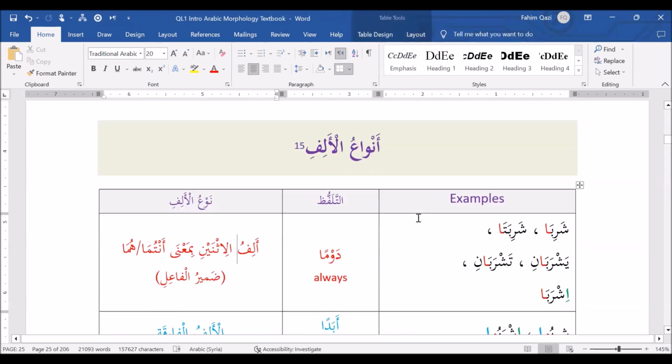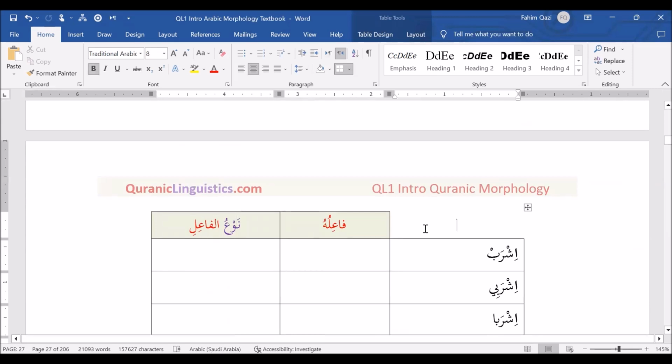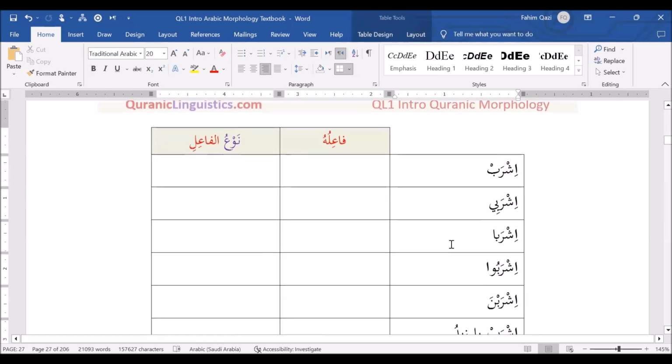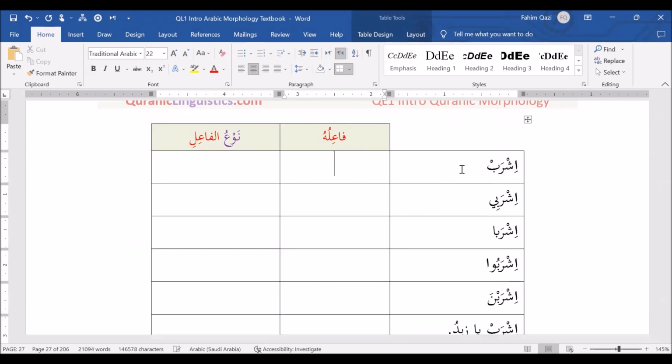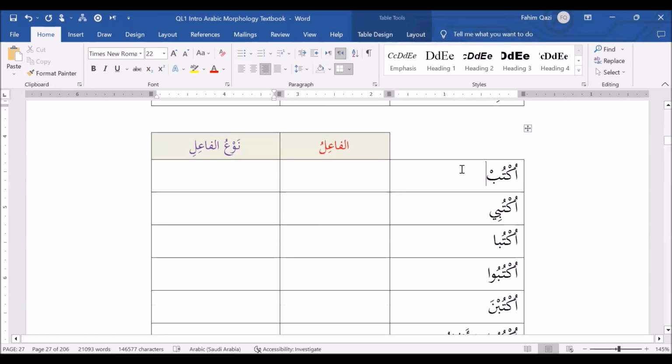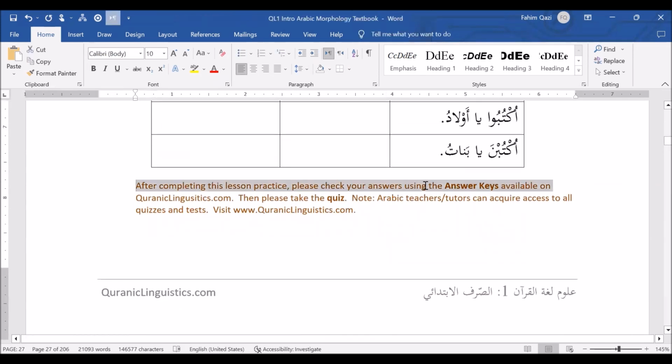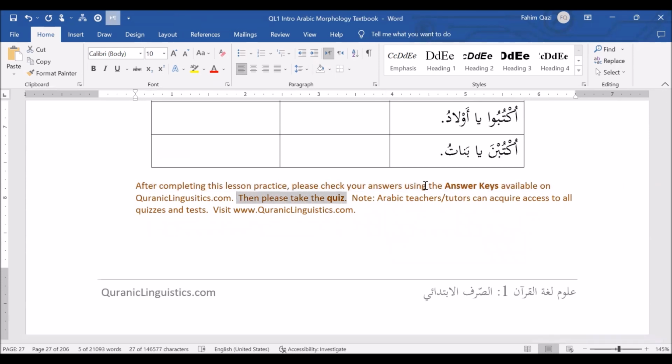Forgot to mention that there is practice. Please complete this practice here, where you have fi'l al-amr and you identify its fa'il and the naw al-fa'il. Same thing here, and then check your answers using the online answer keys. And then when you're done, you'll be ready to take the quiz for the command verb.